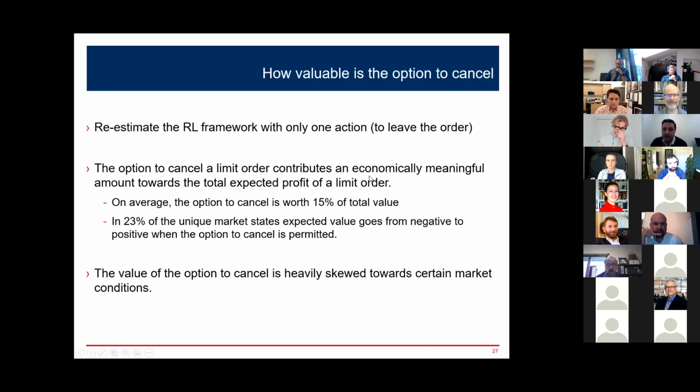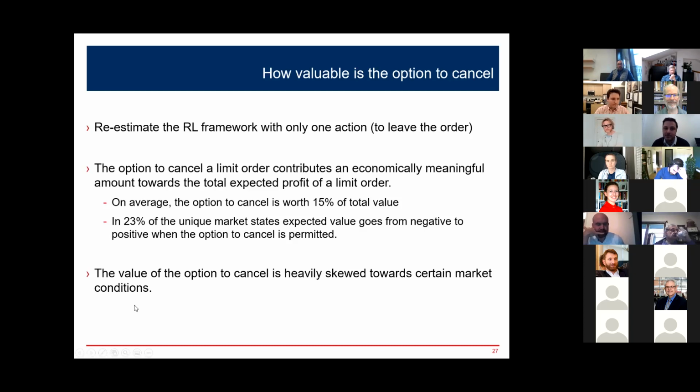The last thing, as I said, is that option to cancel. The thing that you can do with this model is we can re-estimate that model where there's only one action, and that action is to leave the order. And if we leave that order, we now have a model where we can compare between the two models. We have a certain state where if we can only leave the order, we can't cancel it, we've got an expected profitability. And then we can also look at the exact same state where we could cancel the order in the future. And any difference in those two expected profitability estimates is reflecting just the option to cancel.